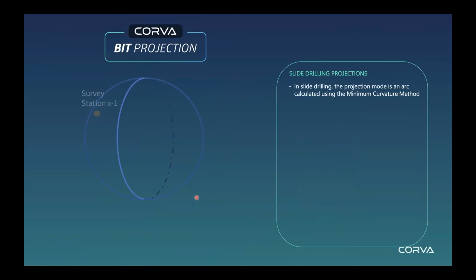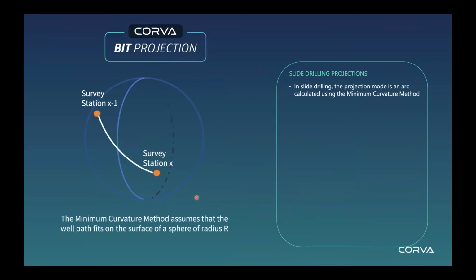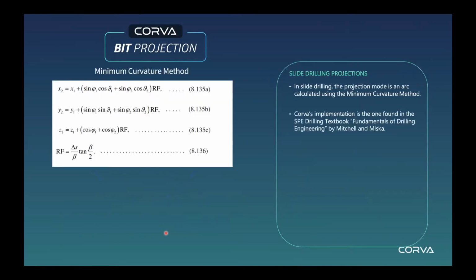Okay, so moving on. We use the minimum curvature method, which is an industry standard nowadays. It's not always done by hand because it's time consuming, and you'll see that in a second. Basically, if we have two survey stations, survey station 1 and survey station current, the minimum curvature method assumes that the well path fits on the surface of a sphere with the radius of r. Again, this information is from Fundamentals of Drilling Engineering by Mitchell and Miska. It's a well-known set of calculations.